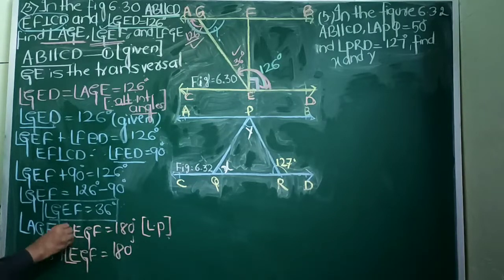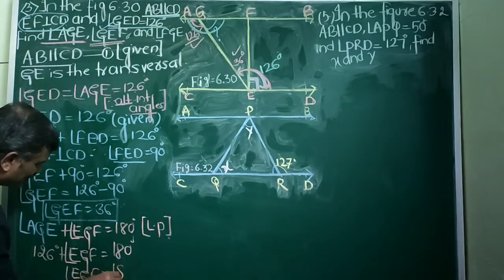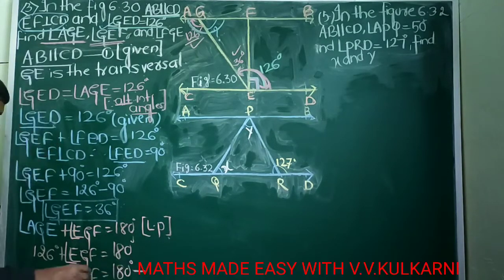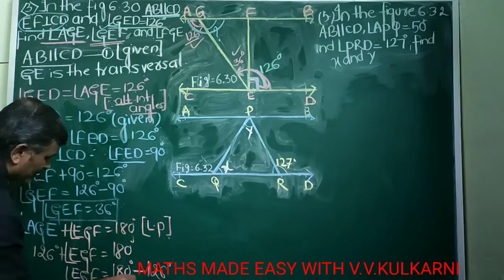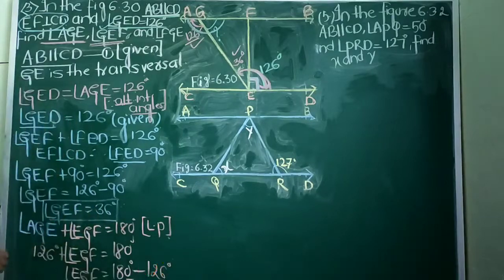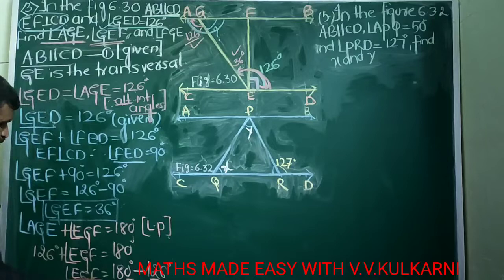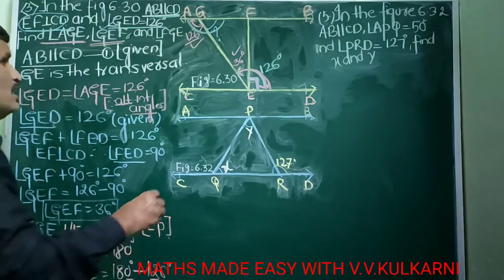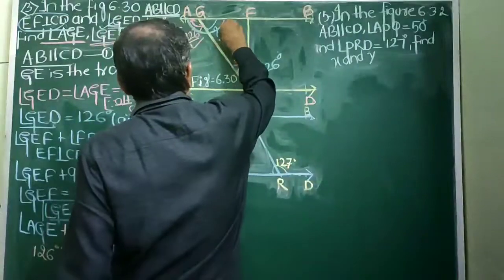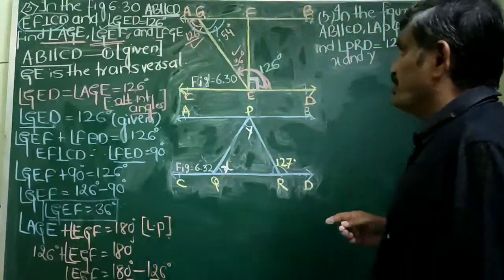So this angle EGF I'll get, EGF is equal to 180 degree minus 126 degree. So 10 minus 6 is 4, 7 minus 2 is 5, and 1 minus 1 is of course 0. So dear children, I have got this as 54 degree. So this is how we can find out the three angles.